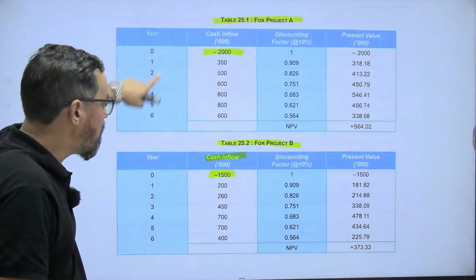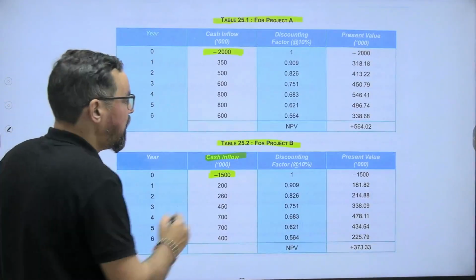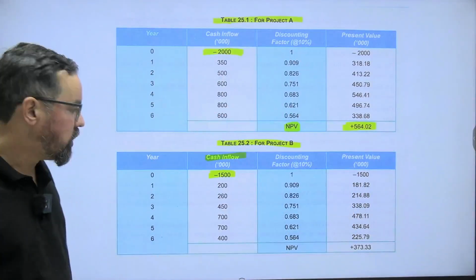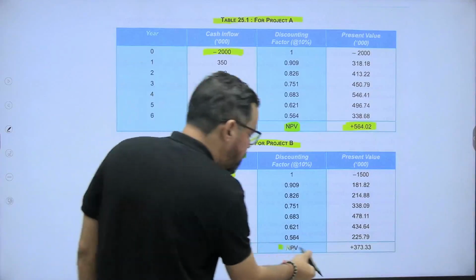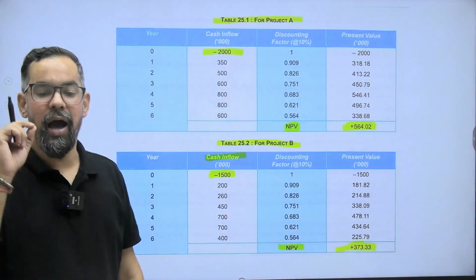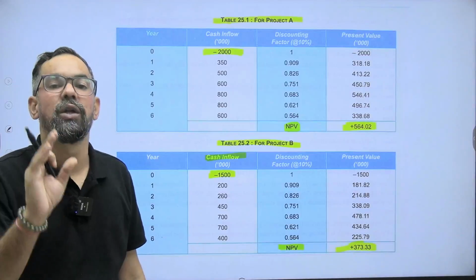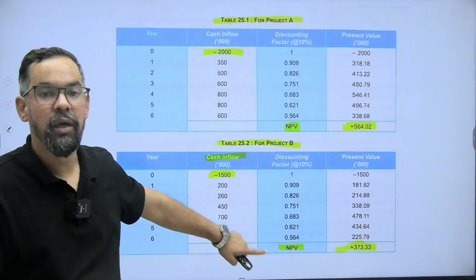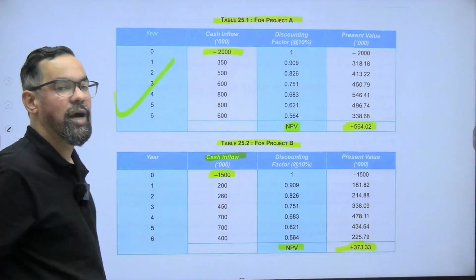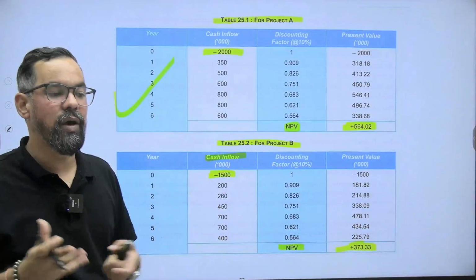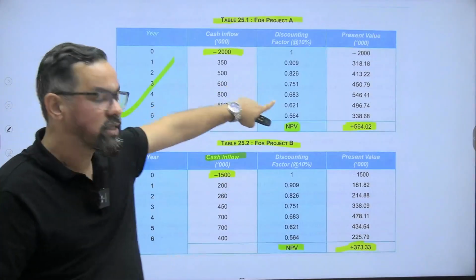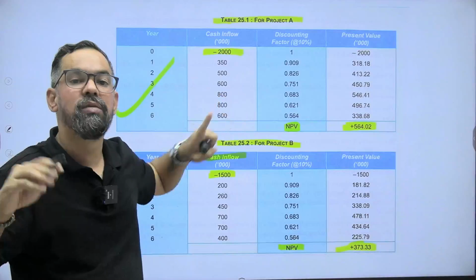Okay? So now everything is done. Now the NPV of project A is 564.02. NPV of project B is 373.33. Now I'm asking one question: which project will you opt for? A or B? So what will be your correct answer? Your answer will be A. Why am I going with this one? Because to manufacture this marker we have two ways. We'll go with the one where we have high NPV, because this will give us more return.